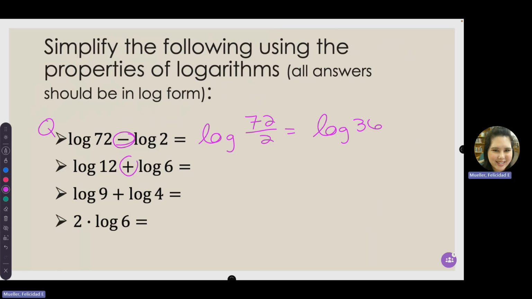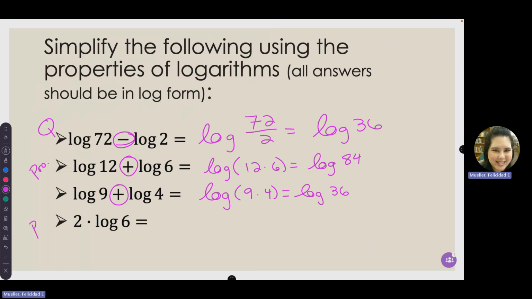Here we're going to do product property because we have a plus sign. We're going to do log of 12 times 6. And 12 times 6 is 84. We're going to do product property again because we have a plus sign. So I'm going to do log of 9 times 4, which equals log of 36.